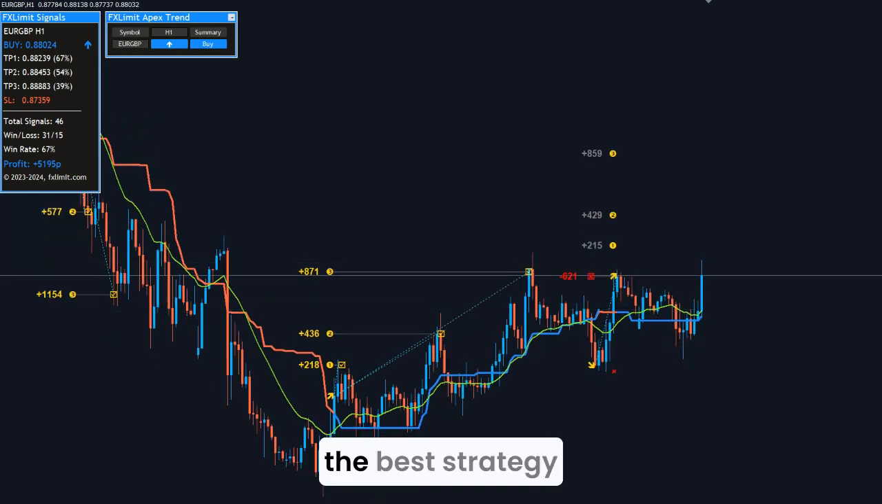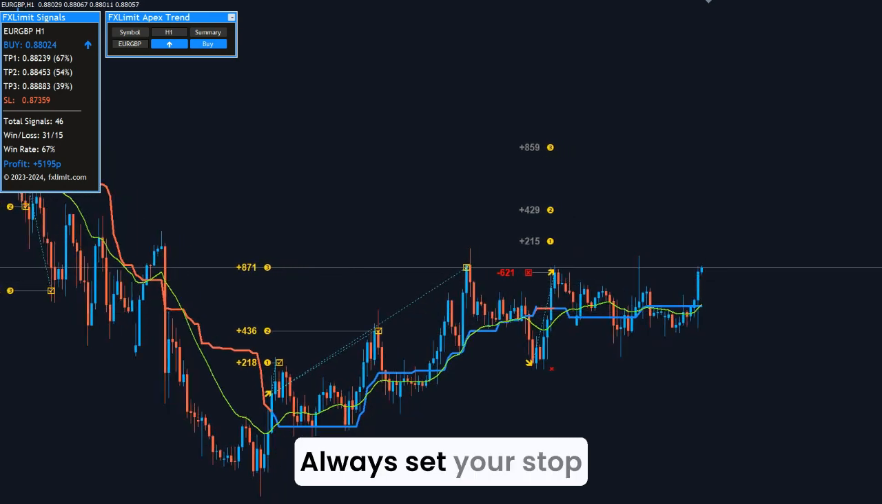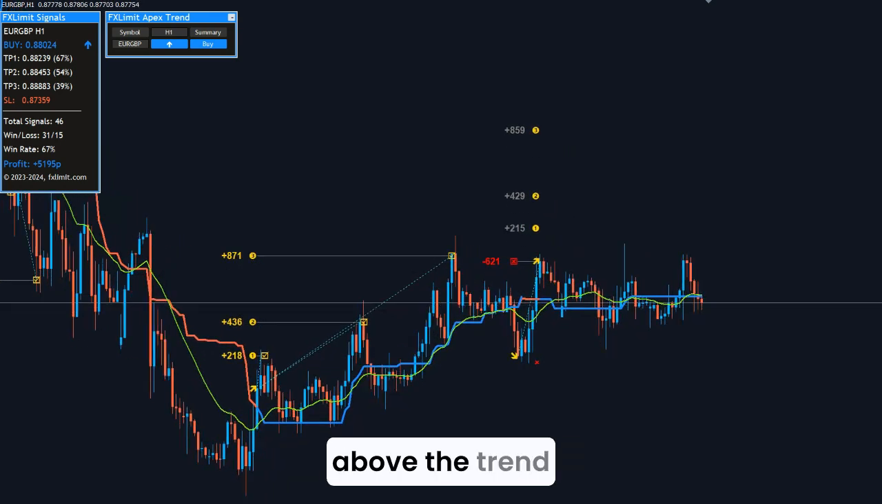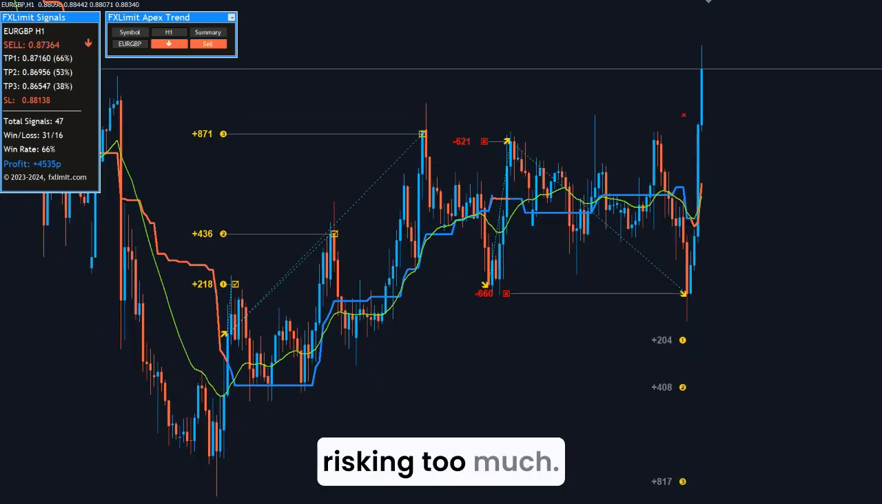Of course, even the best strategy means nothing without risk management. Always set your stop loss below or above the trend line, giving it enough room to breathe, but not so much that you're risking too much.